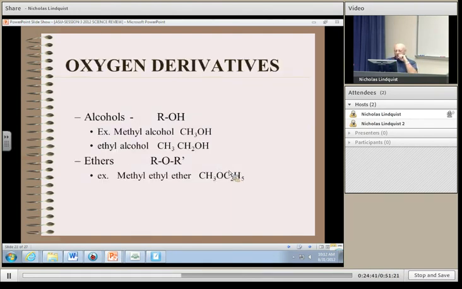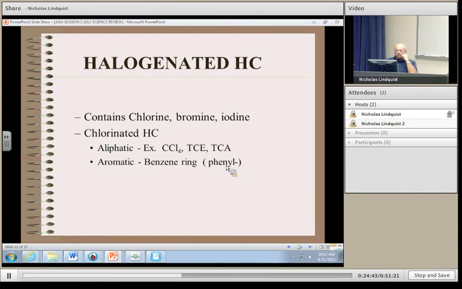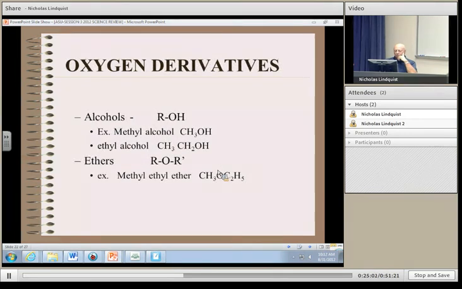For ethers, you have 2 base roots, and in between them you'll have an oxygen bond. And here's a basic example of the ether. We've got methyl ethyl ether. So we've got a methyl group, an oxygen, and then an ethyl group.